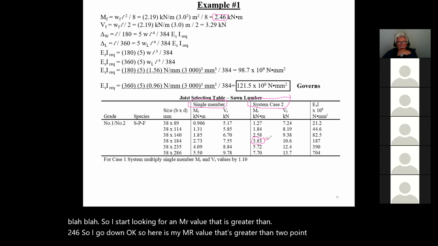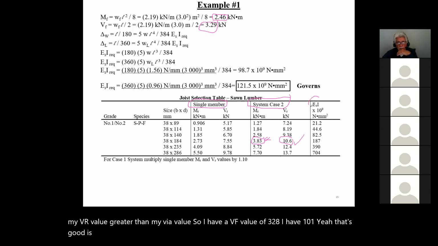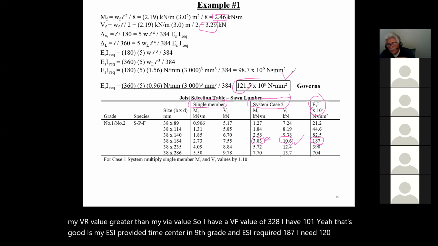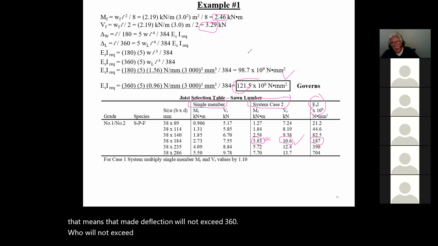So that's good. Now, is my VR value greater than my VF value? I have a VF value of 3.28. I have 10.1. Yeah, that's good. Is my ESI provided times 10 to the ninth greater than the ESI required? 187. I need 121. Yes. So that means that my deflection will not exceed 360. In other words, it will not exceed the minimum deflection criteria required under live loads.